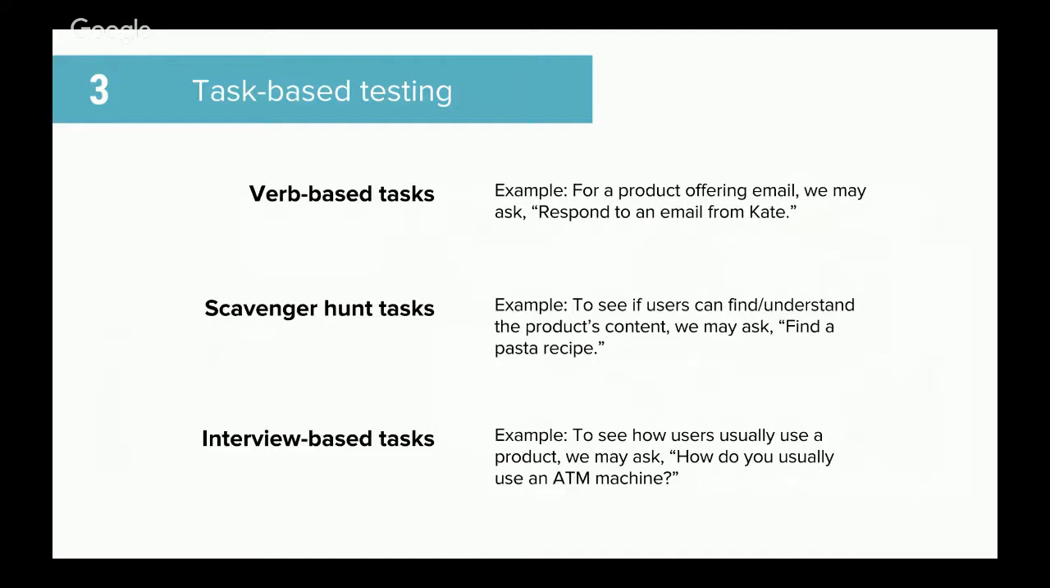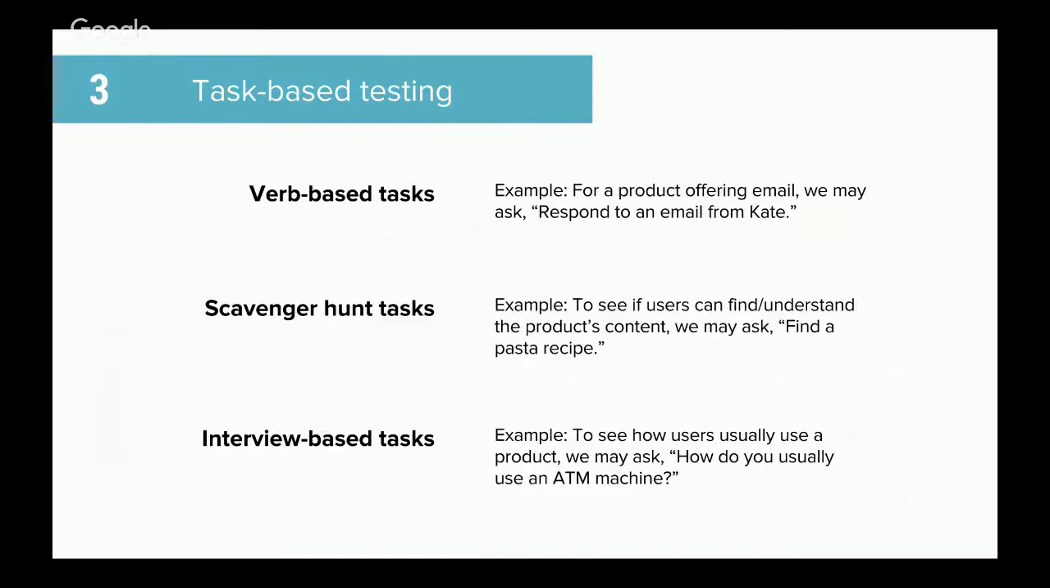With scavenger hunt tasks, we ask users to find a specific piece of information. These tasks almost always begin with the verb find. An example of a scenario that you might give could be telling the user, you were at a party last week. The discussion turned to recipes for authentic Italian pasta dishes. Go to the Food Network site and find an Italian recipe for pasta.